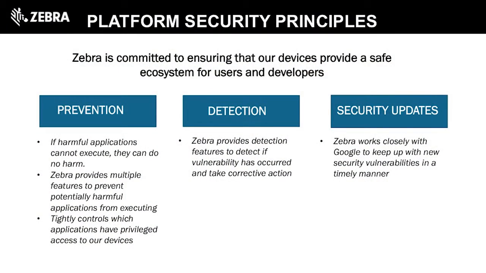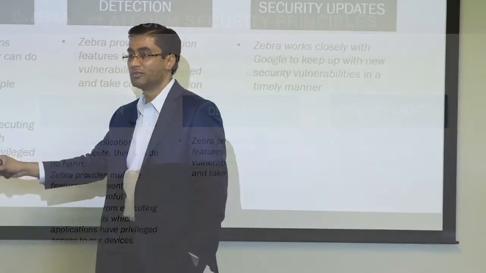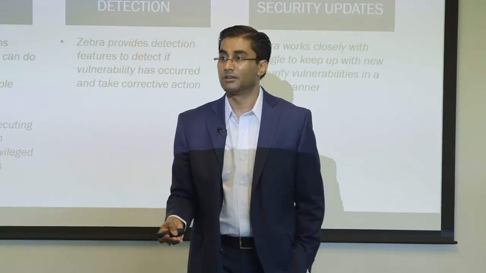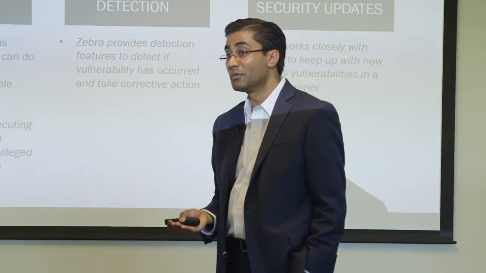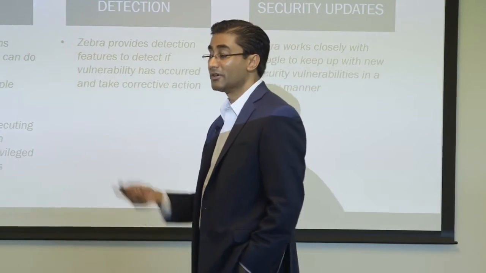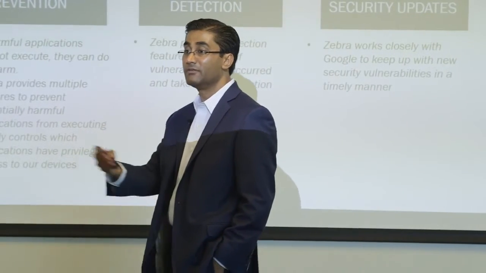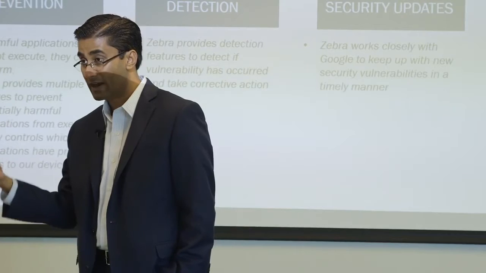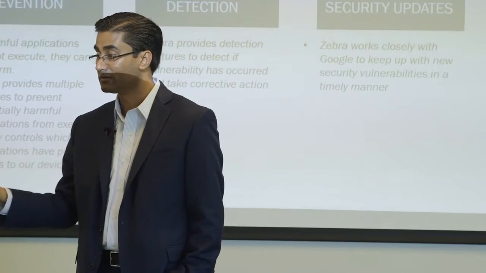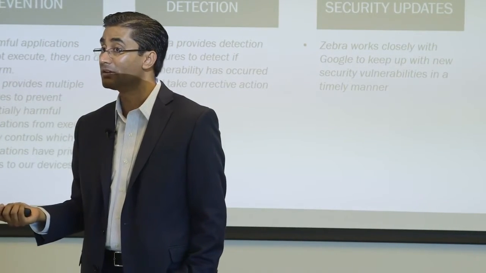Okay, so when we talk about security, there are three key components that Zebra provides: prevention, detection, and security updates. Prevention, obviously: if you cannot see the application or if you cannot execute an application, then can the user really do any harm, right? So if I put the device into a kiosk mode, in Windows it used to be App Center, right? If I use the same kind of model for Android and the person cannot log in or see the application, does it make a difference?